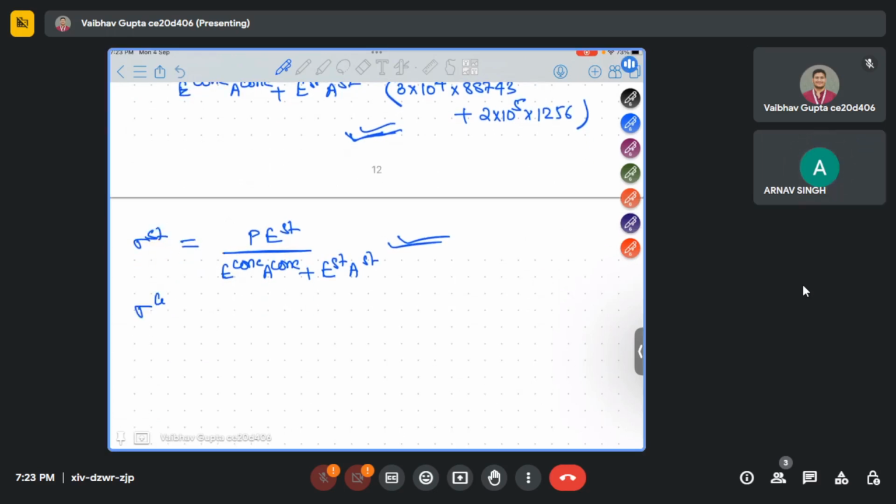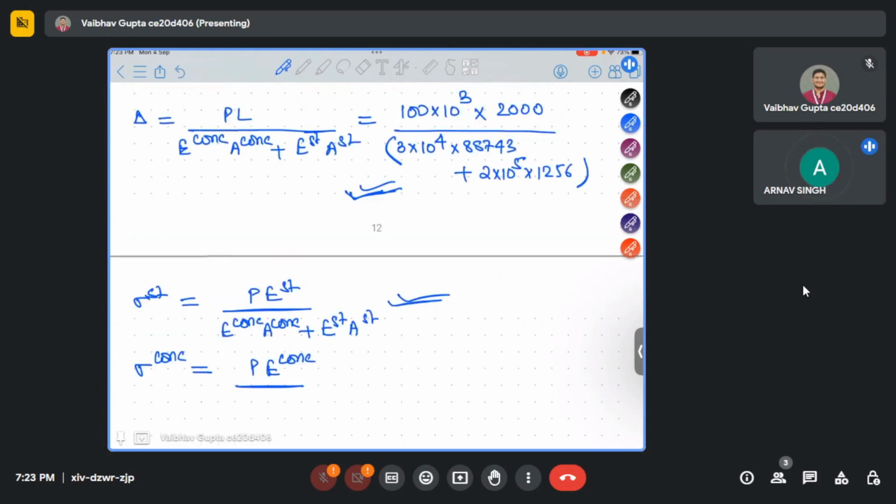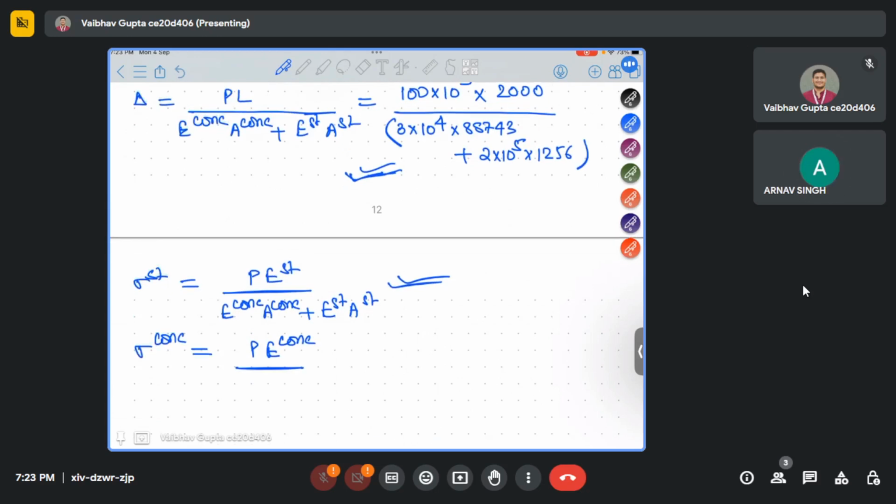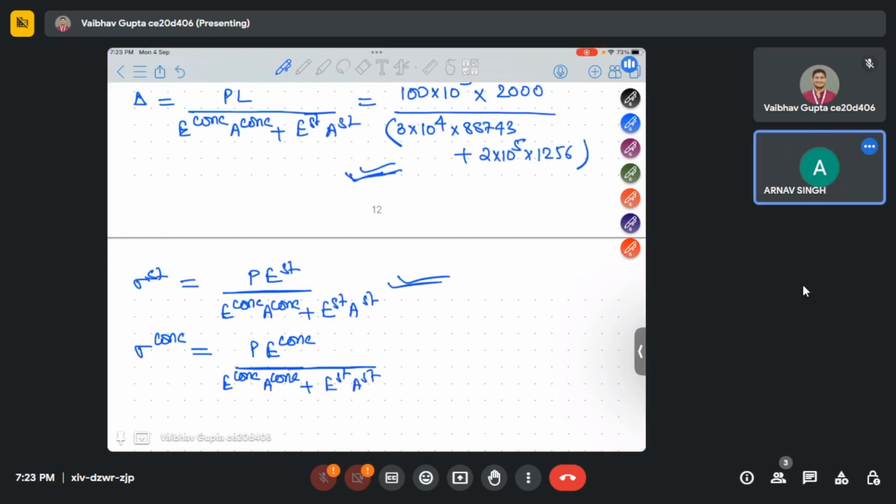Similarly, sigma of concrete will be P into E concrete upon E concrete A concrete plus E steel A steel. P given to you is 100 kilonewton, so convert it into Newton. This is how you will find all these three things. This is the second question.